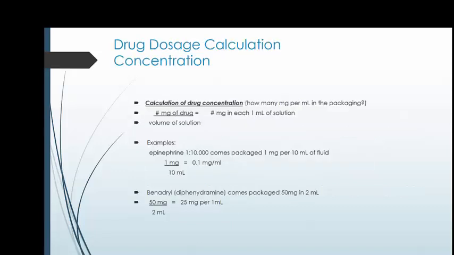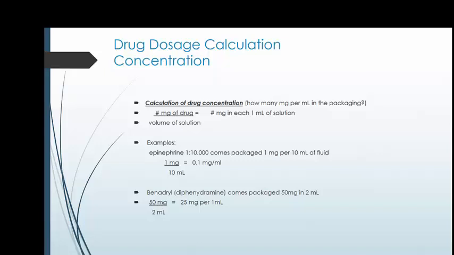Now when we're doing drug dosage calculations, we have to be able to find the concentration. We have to know how much drug per milliliter in the packaging, or per liter, or per whatever. So what you do is take the drug weight, which is going to be your gram, milligram, etc., and divide that by the volume of the solution that drug is in. For example, your epinephrine 1 to 10,000 comes packaged 1 milligram per 10 milliliters of fluid. So we take drug weight, which is 1 milligram, and divide that by the drug volume in the container, which is 10 milliliters. 1 divided by 10 gives us 0.1 milligrams per milliliter. That's our base concentration.